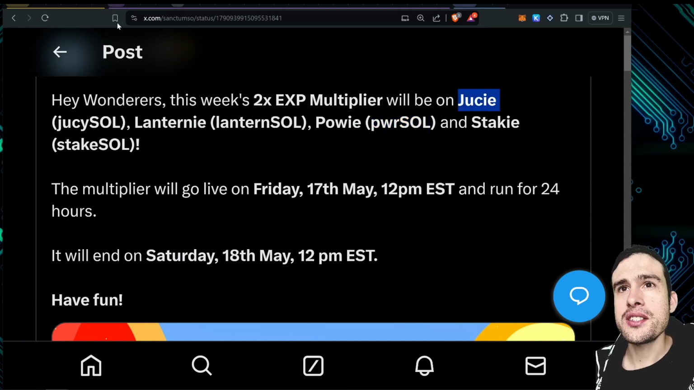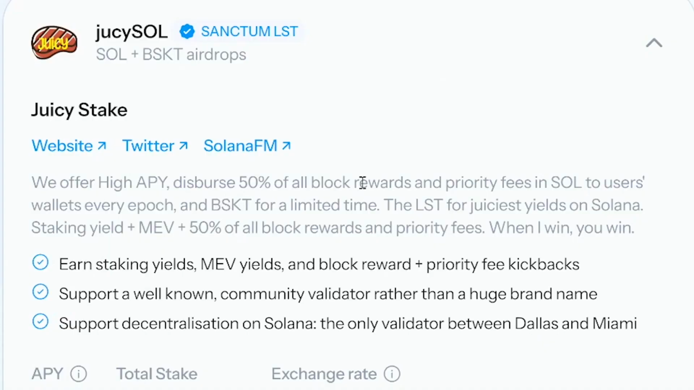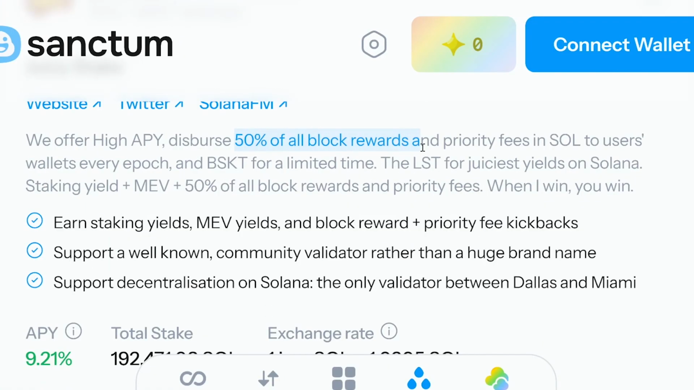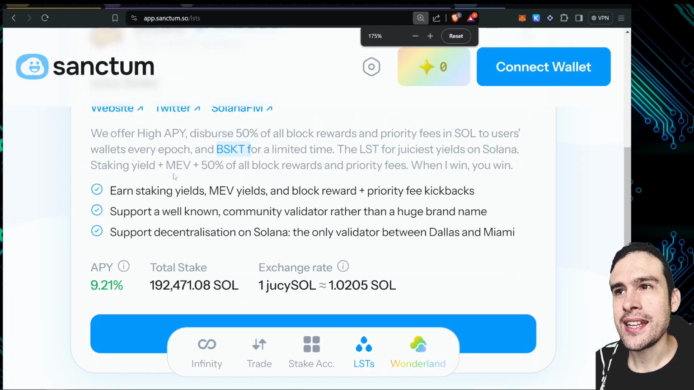The reason why is if you go over to Sanctum and come in over here, the APY is pretty high, which we don't really care about if we're just doing a temporary swap. But you can see that every epoch, 50% of all block rewards and priority fees in Sol users' wallets are given BSKT, which is Basket. So that's why I'll go into them, because that means I might get a little bit of a Basket airdrop from holding it. I don't know for how long. Maybe you have to hold it for the whole epoch. I'm not really sure, but maybe I'll get a Basket airdrop at the same time. Who knows, right? Speculation, but that's why I'll go to Juicy.